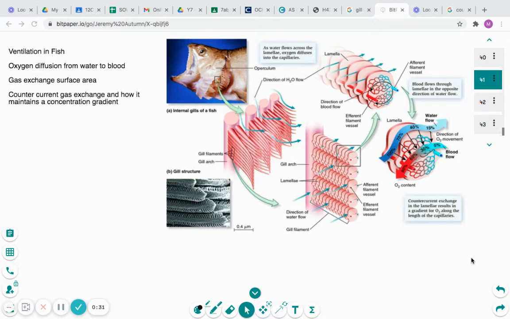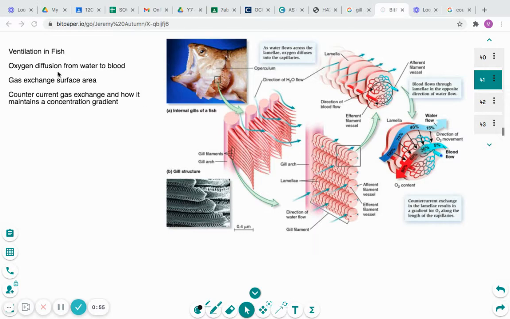They need to somehow come up with a way where the oxygen in the water can diffuse into their bloodstream. If it gets to their bloodstream, the blood can carry the oxygen to their cells, where it can diffuse into all the cells, and respiration can then continue. So the first part, we'll talk about how fish get oxygen.